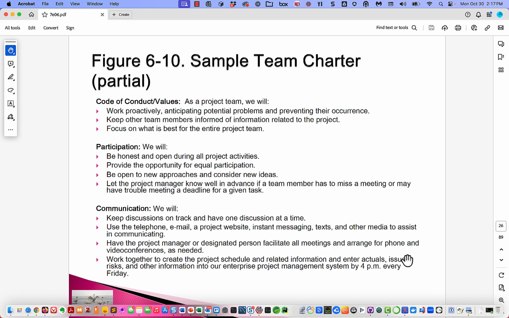So here's an example. What did they put in here? Code of conduct and values. Again, I think this is from the sample project. How we're going to manage participation and how we're going to manage communication. Okay, and in this, again, does everybody do this? No. Do some? Yeah, they do. I've talked to people who did and who thought it was a valuable thing to do.